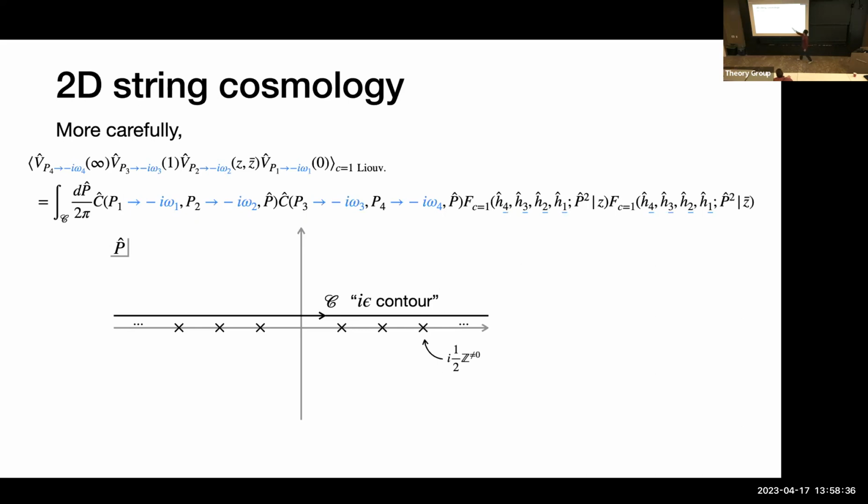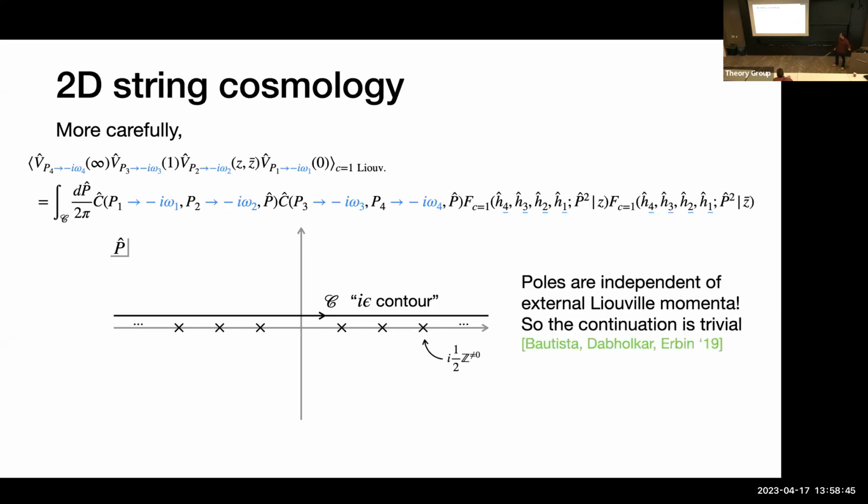So there are a lot of things that are actually being continued, even the external weights here in the conformal blocks. But the crucial property of this second DOZZ formula is that, as I showed you, the poles are actually independent of P1, P2, P3 and P4. The continuation is rather trivial. You don't have to do anything, so you can do this without having to do extra work.